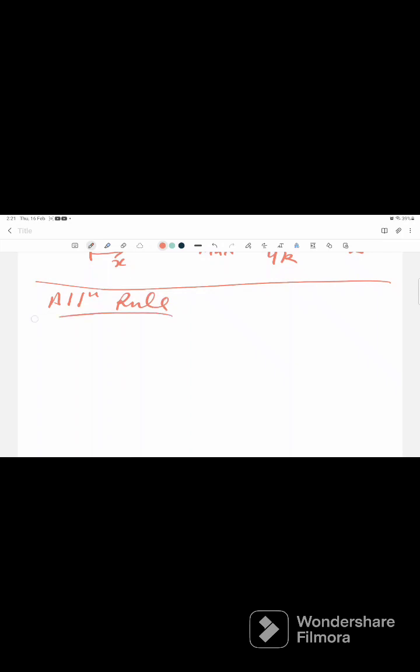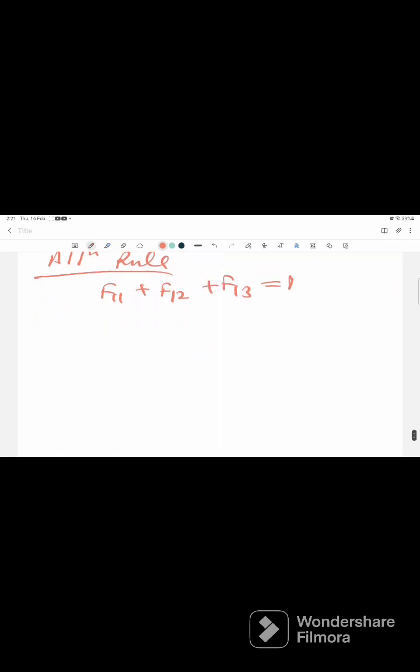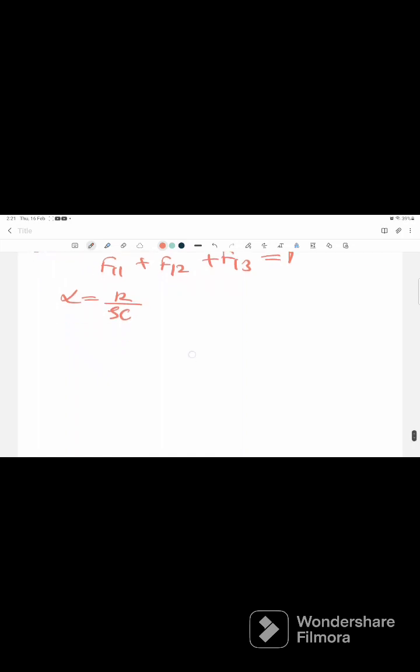Addition rule is F11, F12, F13. Okay. Alpha is K by rho C. Fin extended to infinite length.